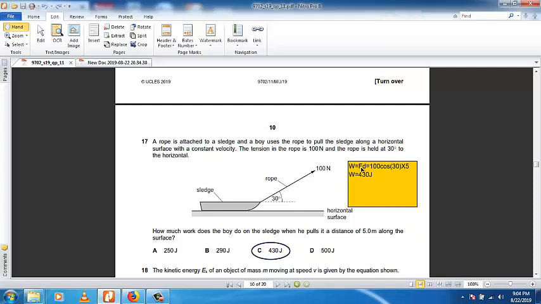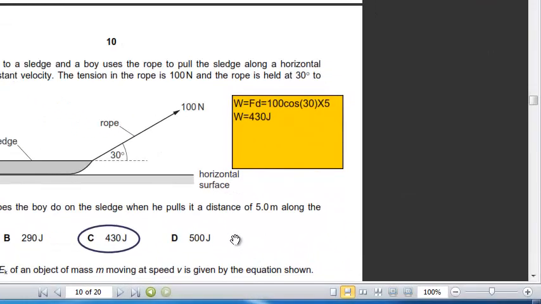You just have to apply W is equal to FD. You just have to identify that the force 100 newton is this horizontal force, which is 100 cos theta, which is 30, into 5, which is 5 meters. So that's a simple giveaway question. The answer is C.